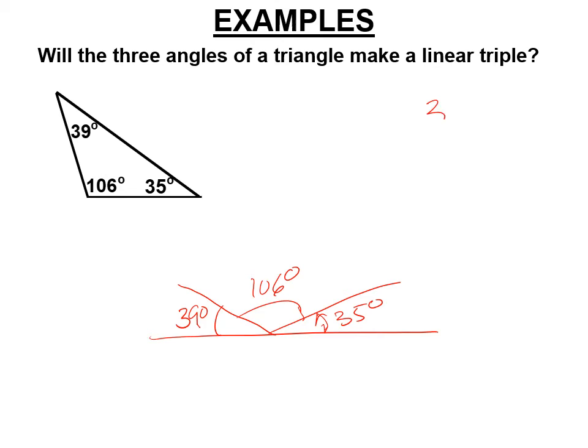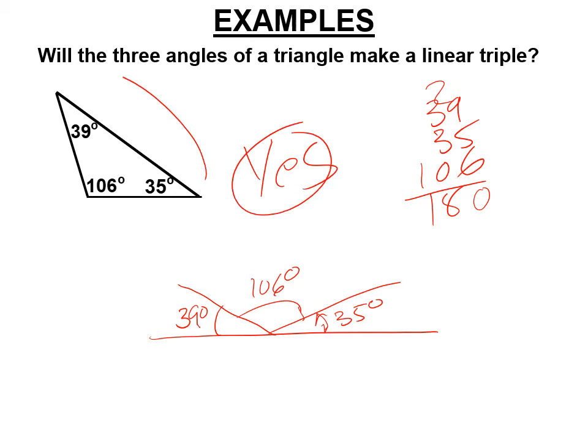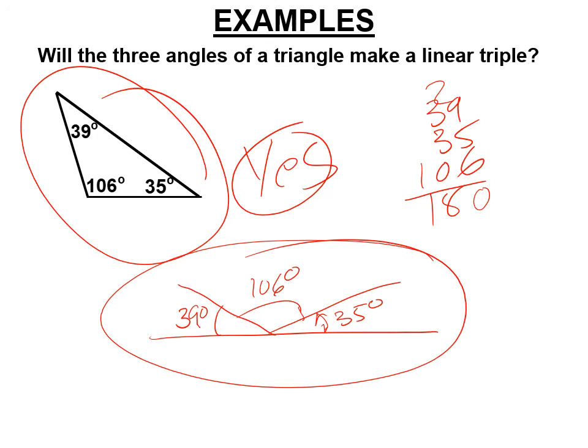Well, let's start. 39 plus 35, 106. Do those add up to 180? 11 plus 9 is 20. Yeah, they do. And the answer is yes. It turns out, since these always add up to 180, the three angles, if I take them apart, will always make a linear triple. They will make a straight line.